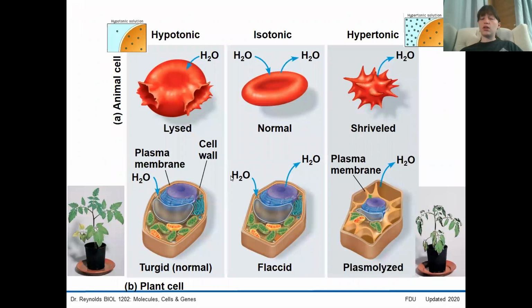If you were to take a look at unwalled cells, like our red blood cells, we find that in a hypotonic solution, water rushes into the cell and it will burst the cell in a process known as lysis. This is also known as osmotic lysis. If you have a hypertonic solution, water will rush out of the cell and it will become shriveled.